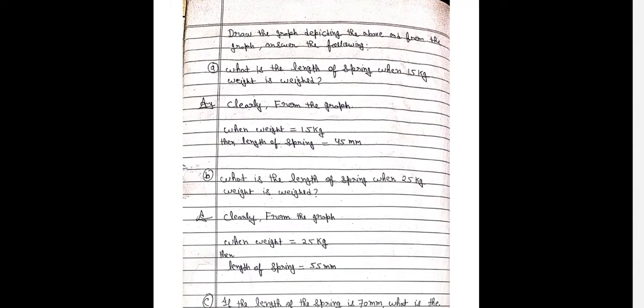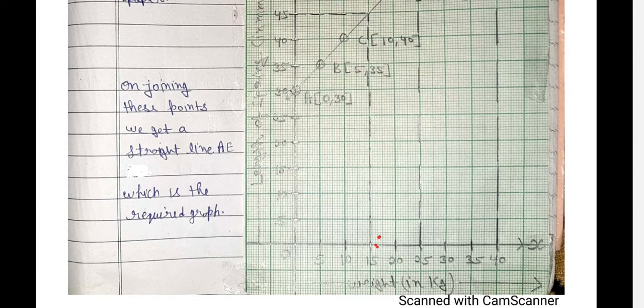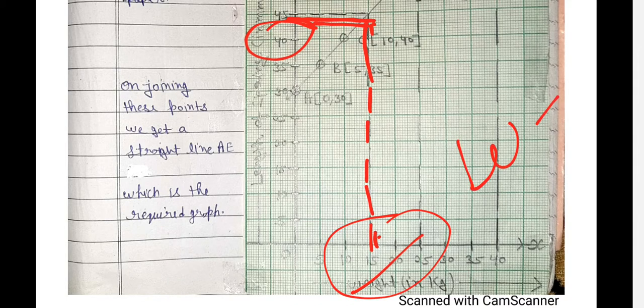Question is, what is the length of the spring when the weight is 15 kg? Weight is given, 15 kg. Okay, weight is represented on the x-axis. Then come on the 15 here. Now from the 15 you have to draw one straight line with the help of a scale. Then it will cut the graph at this point and then move to the y-axis. Then it will come on 45. So when the weight is 15, then from the graph, what is the value of length? Length will become 45. So it is your answer.